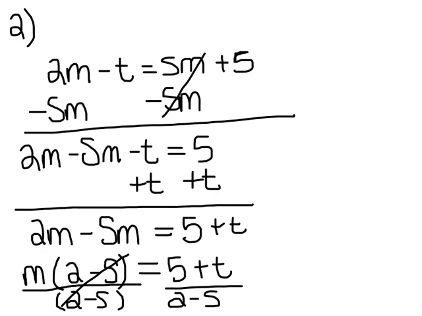Our final answer is m equals 5 plus t over 2 minus s.